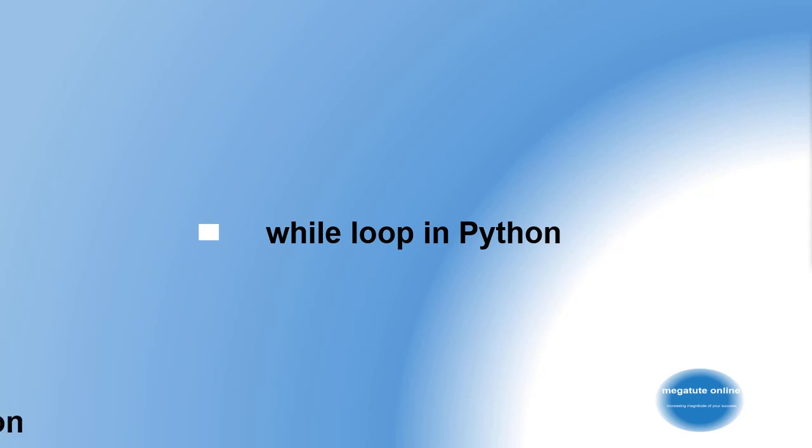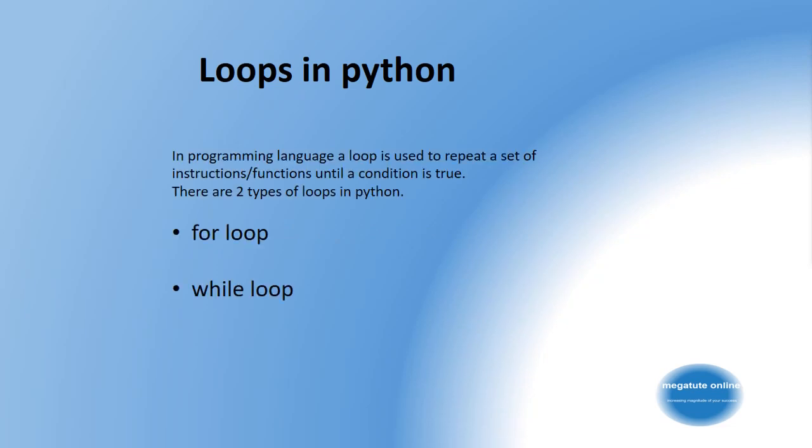In this video, we'll discuss the while loop in Python, the for loop in Python, and some other statements which we use in loops. Loops in Python. In any programming language, a loop is used to repeat a set of instructions or functions until a condition is true. We have two types of loops in Python, which are the for loop and the while loop.